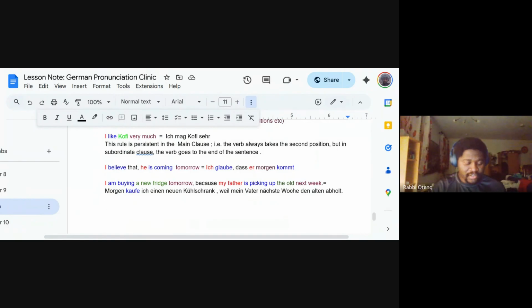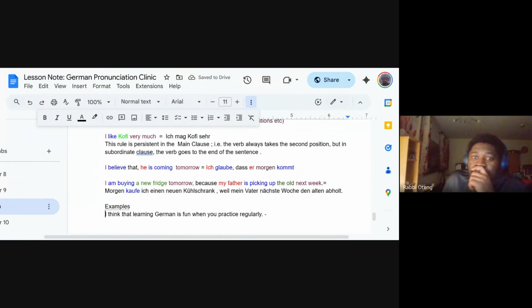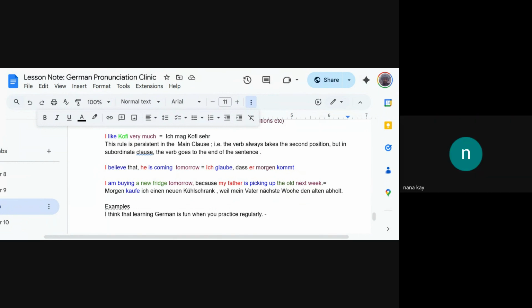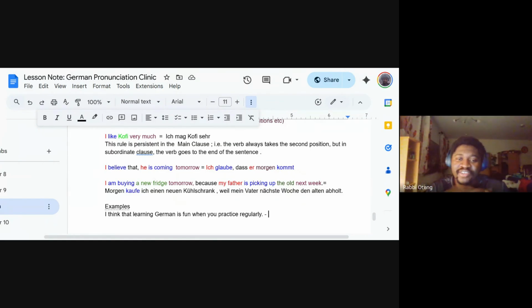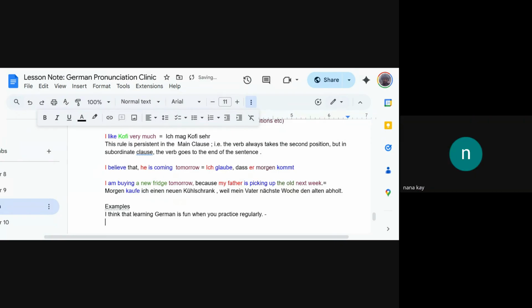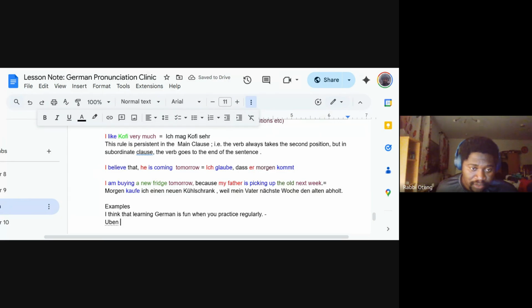Okay, so the first sentence, we would like to try. I think that learning German is fun when you practice regularly. To practice, I think, is üben. The üben has umlauts. That's where we have Übung. Übung means exercise or practice. Okay.